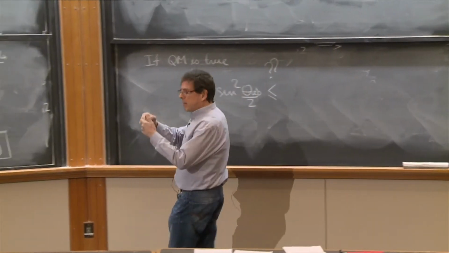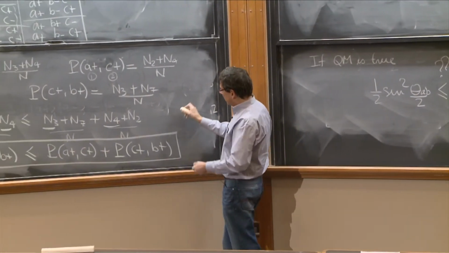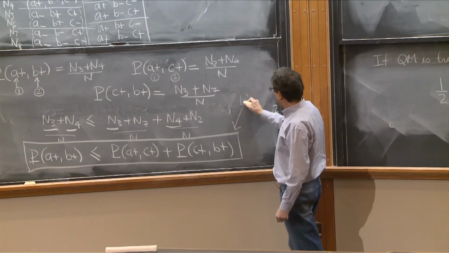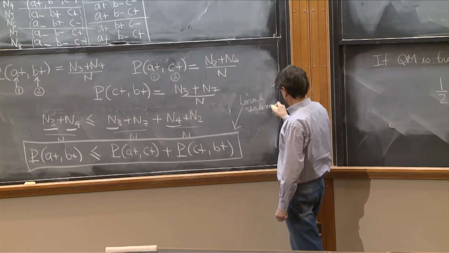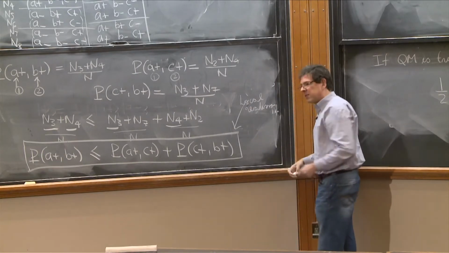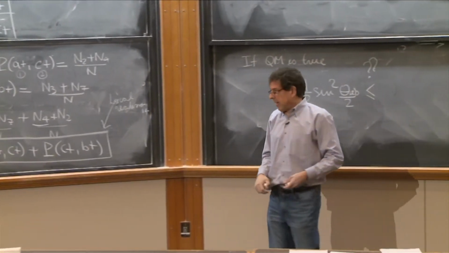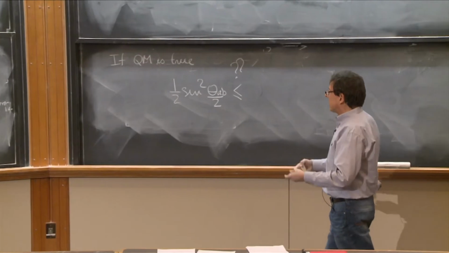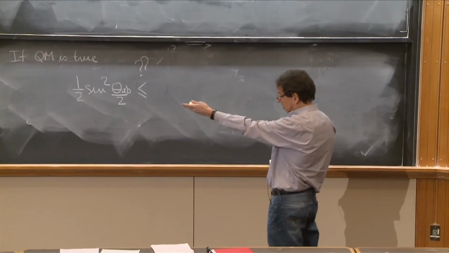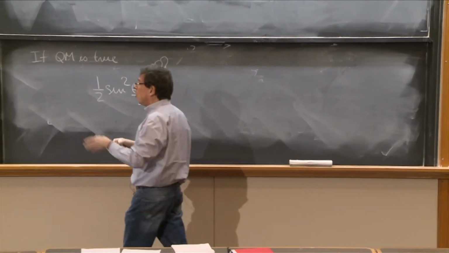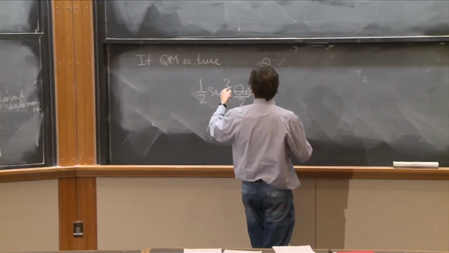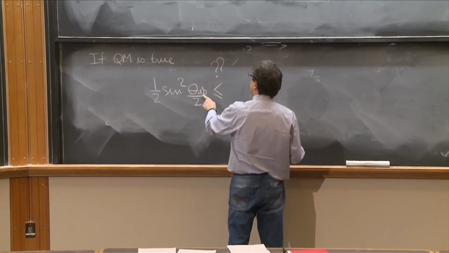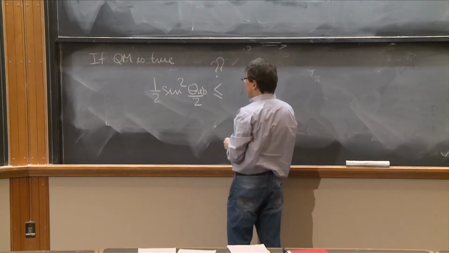So let me just emphasize, this was derived using local realism. Local realism gives that. So you do the experiment, get these probabilities, and if realism is true, this should hold. Let's see what quantum mechanics has to say. Let's plug in the values that you get from quantum mechanics.